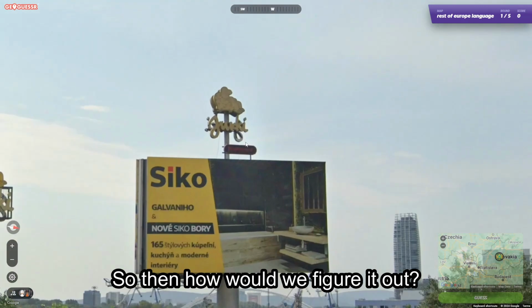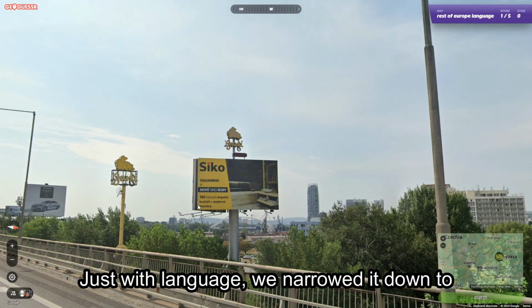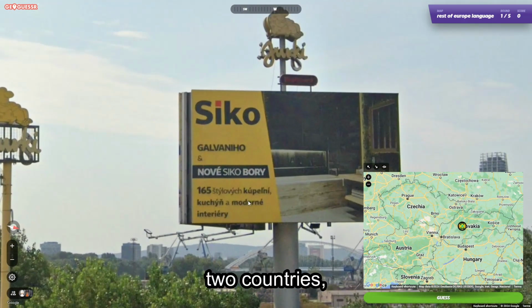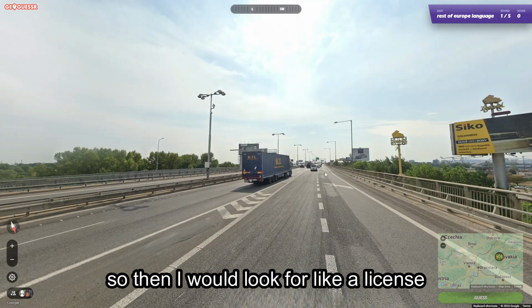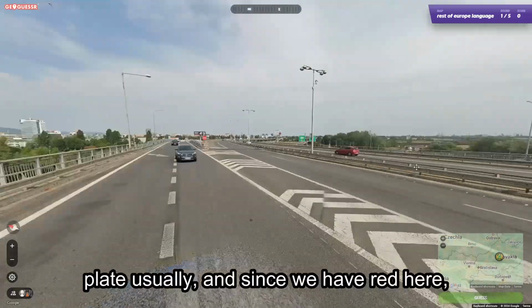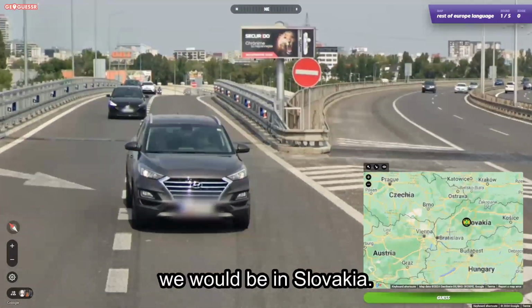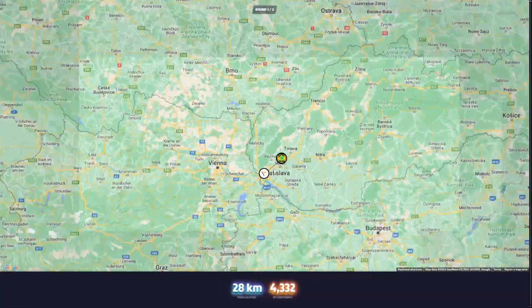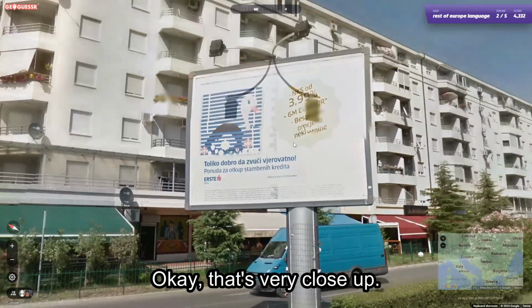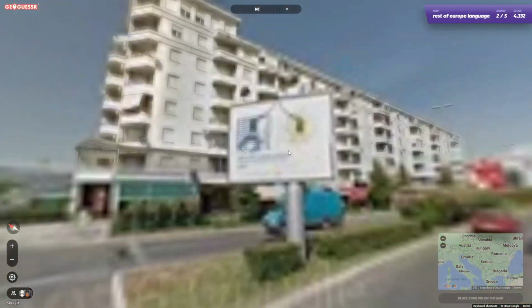So then how would we figure it out? Just with language, we narrowed it down to two countries. So then I would look for a license plate usually. And since we have red here, we will be in Slovakia. Okay, that's very close up.